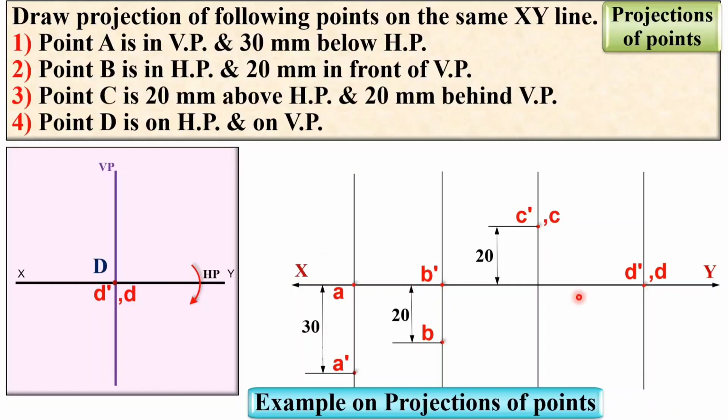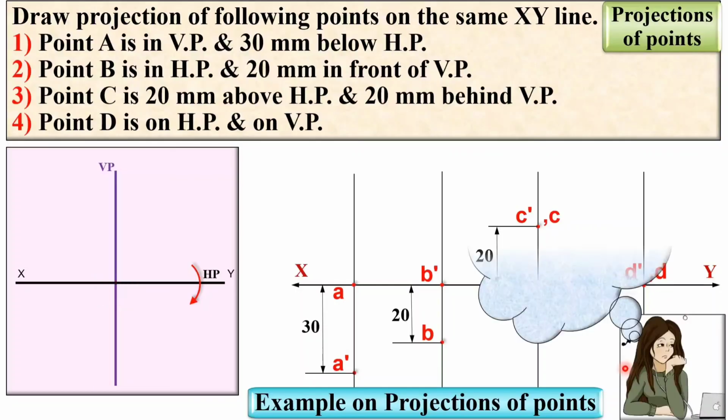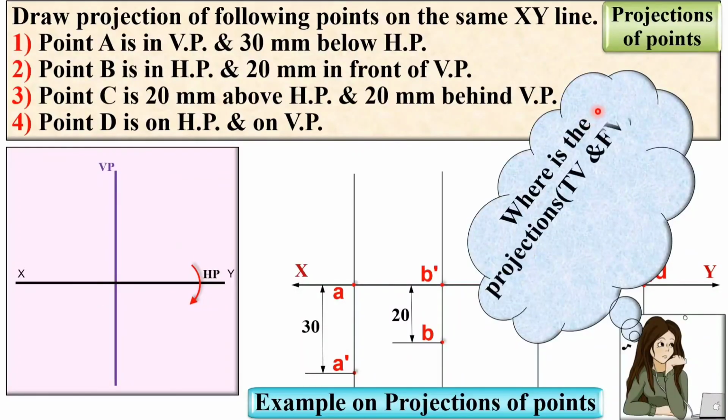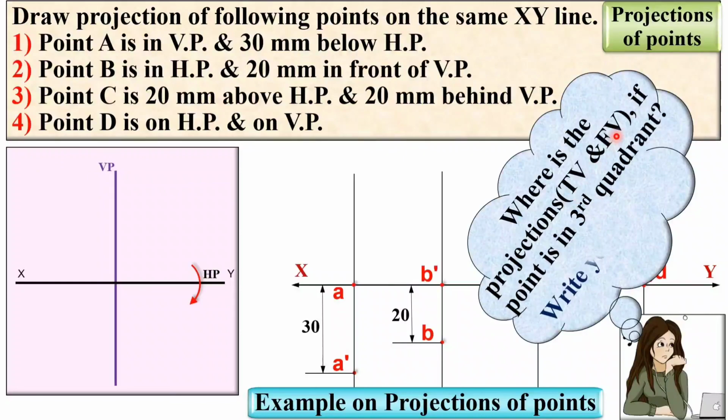Is it really very simple, my dear friends? Can you now draw the projection of any points with reference to this XY line? Yes, definitely you can do it. At last, where are the projections, that means top view and front view, if the point is in the third quadrant? Write your answer in the comment box.